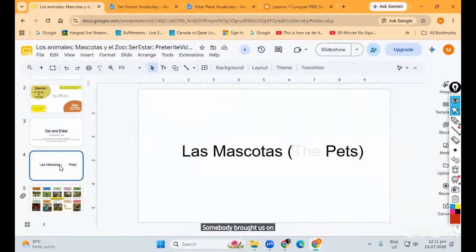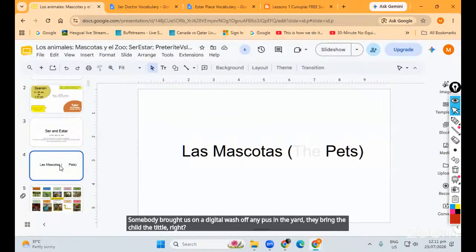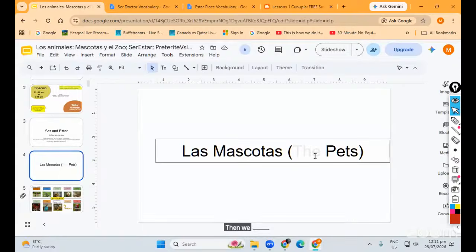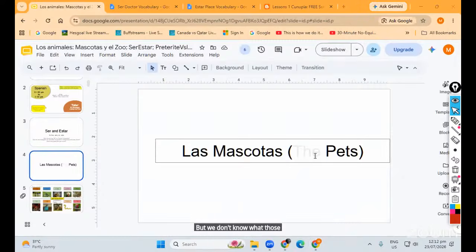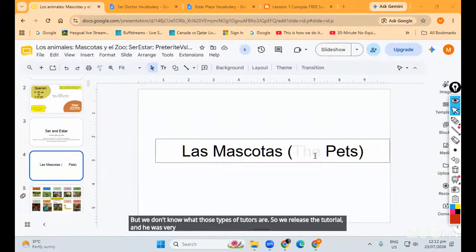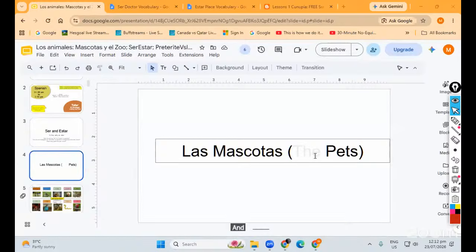In Trinidad, whenever there's a flood, the turtles wash up in people's yards, and they bring the child the turtle, right? Then we found out that quite a few turtles are illegal to own as pets, but we don't know what those types of turtles are. So we released the turtle and he was very upset. It was very dramatic. And the turtle, of course, busts out because he's like, this pet life is not for me.